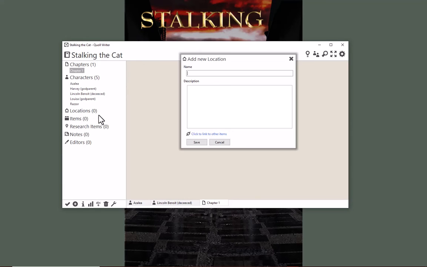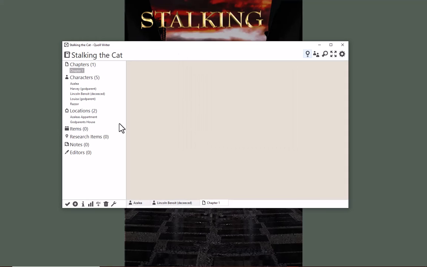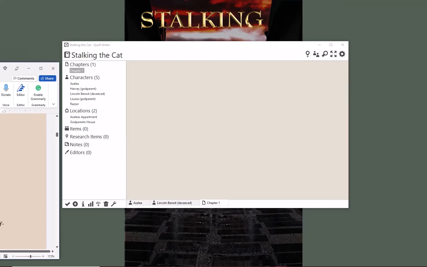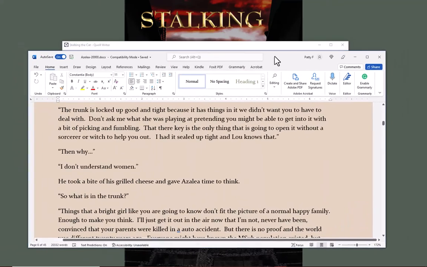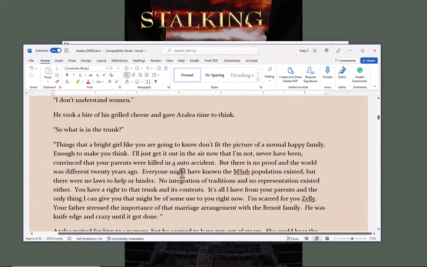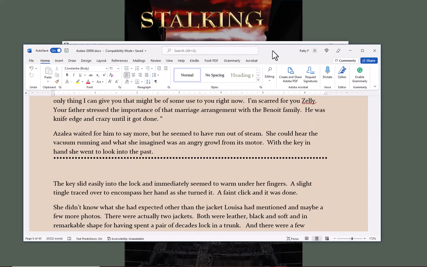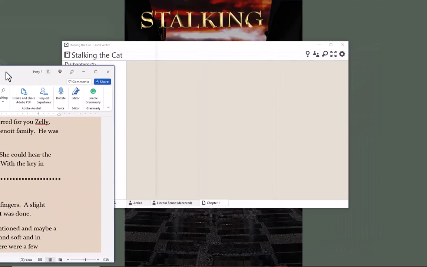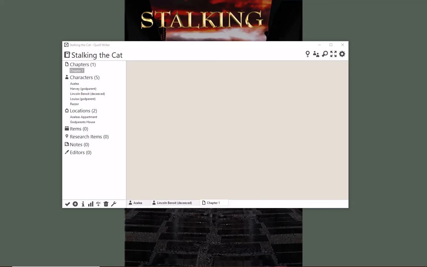Now, I do know there was a location that is Azalea's apartment, so I can add that. So I will save that as well. So that's two things that I can easily add that I identified from this writing from 2013. So this is a paranormal type mystery story, and I said the other thing I was going to try to do was to look and see if I had any books that could be useful for this particular project.